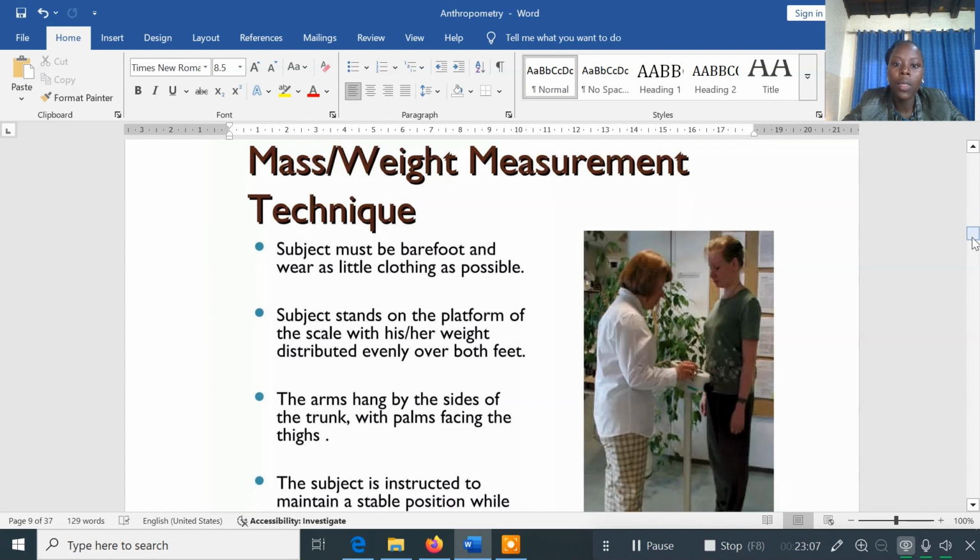Then the subject stands on the platform of the scale with his or her weight distributed evenly on both feet. So as you're instructing your client to stand on that weighing scale, make sure they maintain an erect position still, and they stand firmly to make sure that their weight is evenly distributed on both their feet. Then the arms have to be hanging by the sides of the trunk with the palms facing the thighs. It is still the same position as for height.